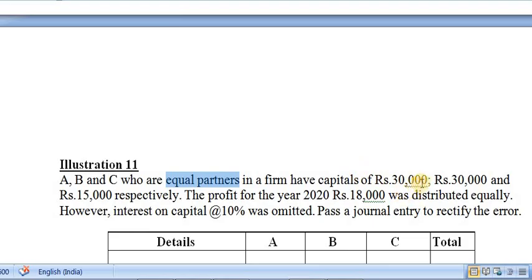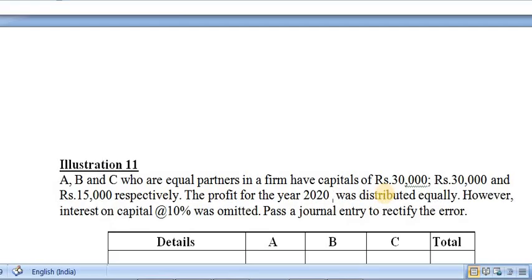Second, their capitals. Profit for the year, 18,000, was distributed equally. This 18,000 has no effect, actually we don't need it. I'm removing it because we are not taking out that 18,000 in fact. That's why I removed it. That 18,000 is not required here. This profit was distributed equally. Equal partners means distributed equally. So that is very clear.